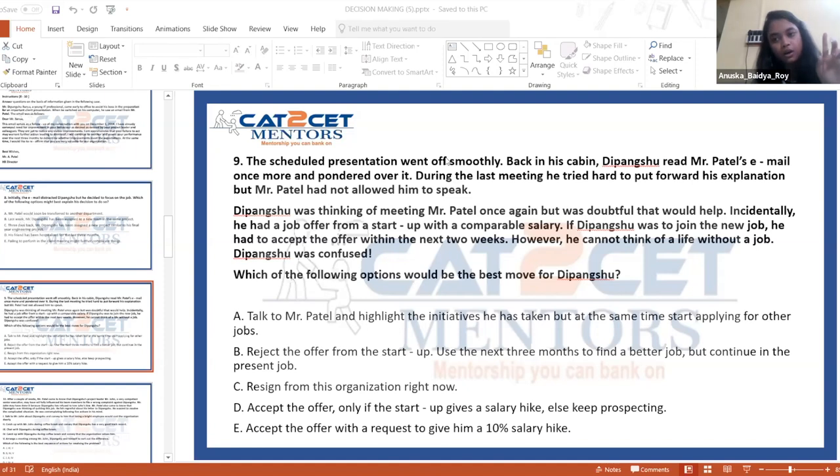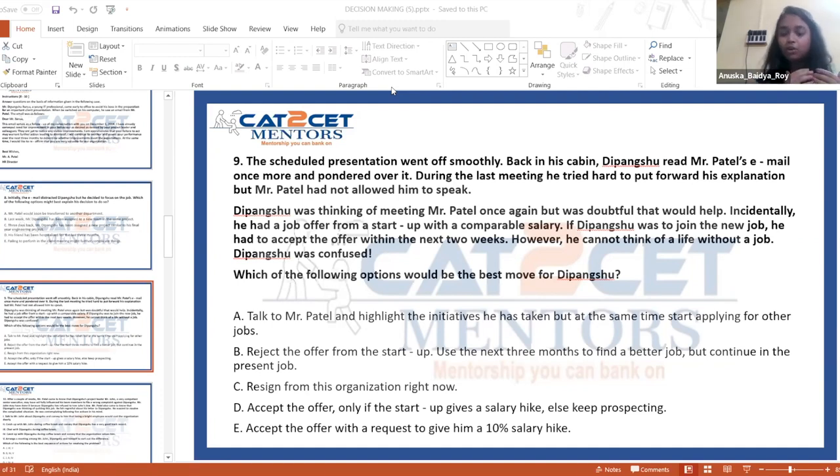The option of prospecting is not mentioned here, but even if I join a new job, if I don't like it, I can leave it. Nobody is stopping me. But in option D, I stay in an organization that is undervaluing me. And in option E, I go to a new organization that might value me, give me a comparable salary, maybe give me a 10% hike. And even if I don't like it, I can keep on prospecting. So between D and E, what do you think would be the better option? E is better than D.